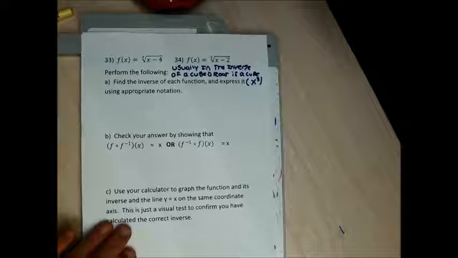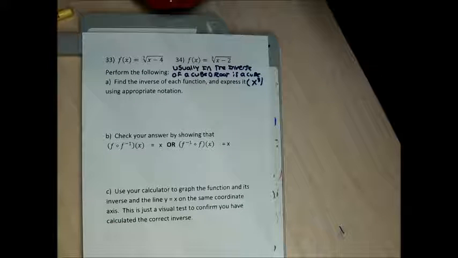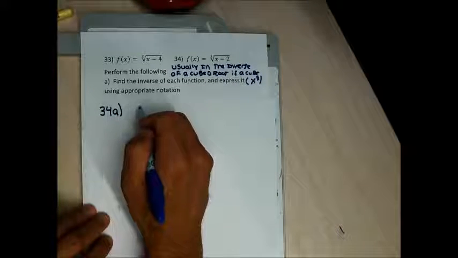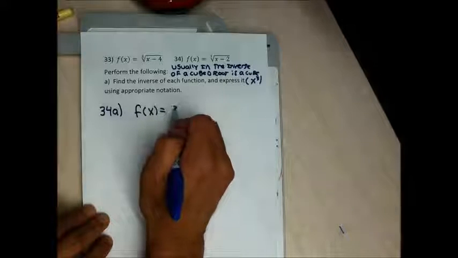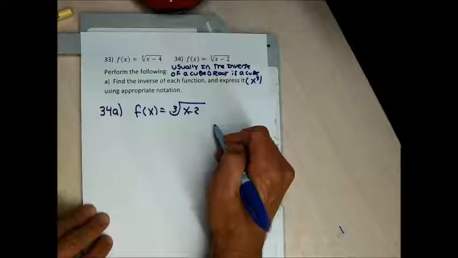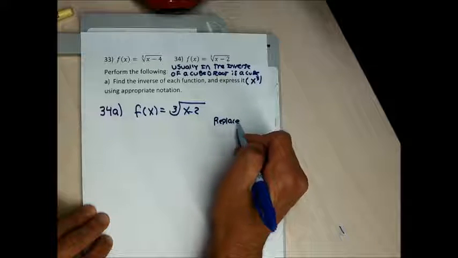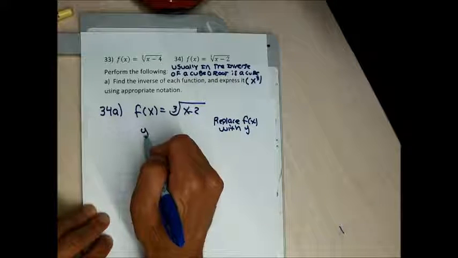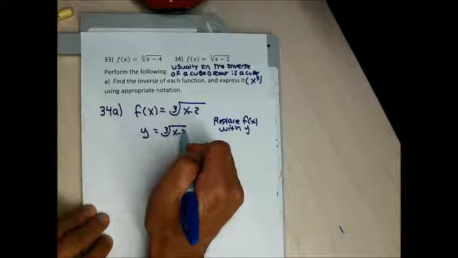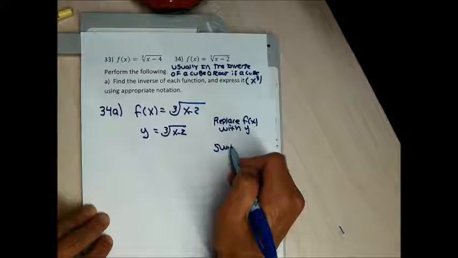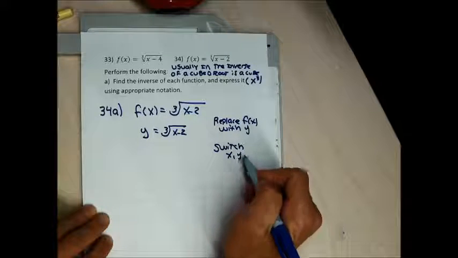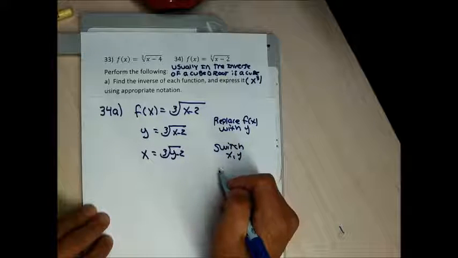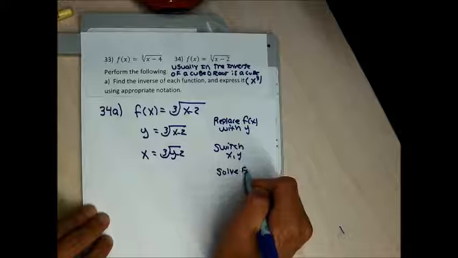So when I go to do part A of number 34, I'm going to try to find the inverse of the function. So to do 34a, I take my function, f of x equals the cube root of x minus 2, and I'm going to replace the f of x with a y, and get y equals the cube root of x minus 2. I'm going to switch the x and the y and get x equals the cube root of y minus 2, and then the ugly algebra of solving for y.